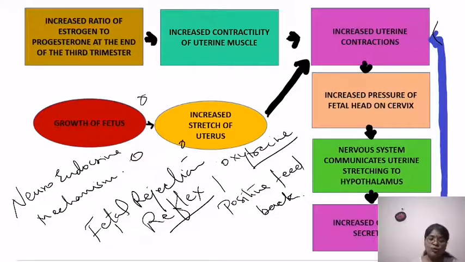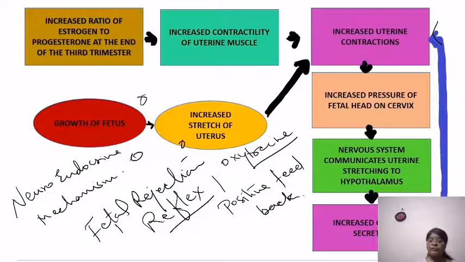So there is a neuronal and an endocrine mechanism. At the end of the third trimester, there is an increased ratio of estrogen and progesterone, and that causes increased contractility of your uterine muscles, which generates this mechanism.